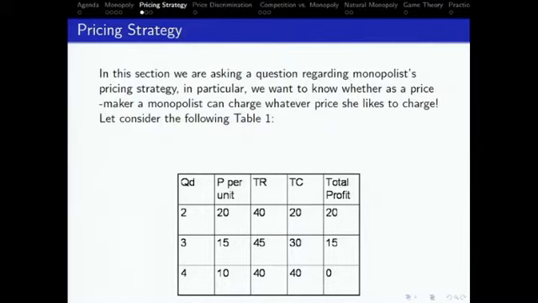And the corresponding output level is Q, which is 2, and the price is 20. So I will sell 2 units of the good, and I will charge $20 per unit, and then I achieve maximum profit. That's the answer. Clear? Question, can monopoly do better than that?